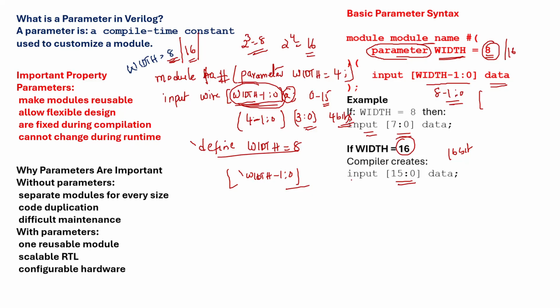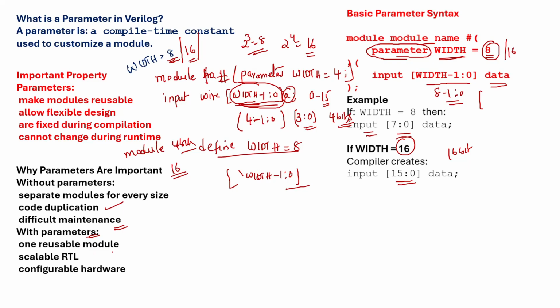See, why parameters are important: without parameters, every time we need to use a size, for every module and every size, we need to duplicate the code, right? Because code duplication is maintained, that is difficult to maintain. For example, I have written some code for a 4 bit module, then someone came and updated it to 16, so again I need to write the code and all these things. It is difficult to maintain, right? So that is the reason for parameters.